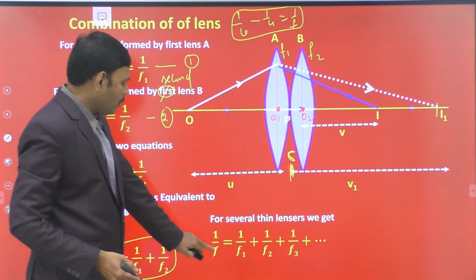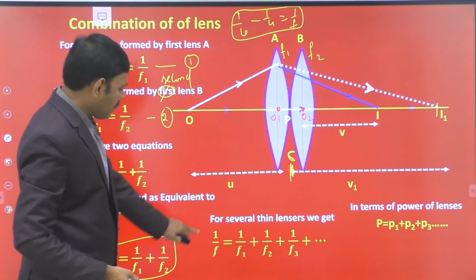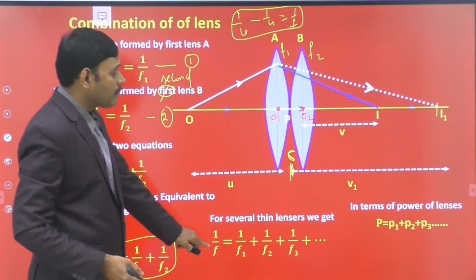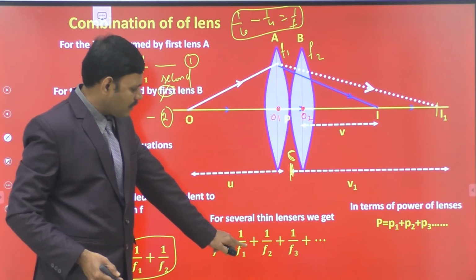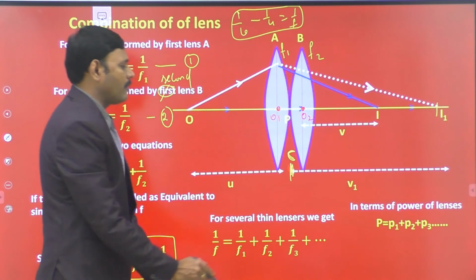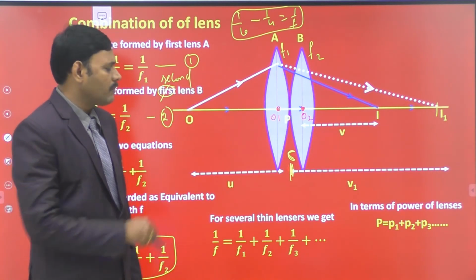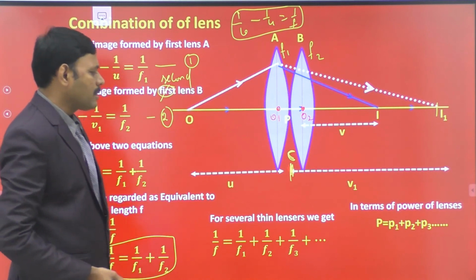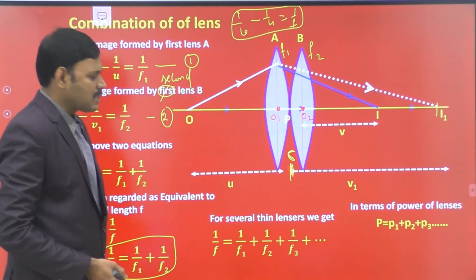And we know that the reciprocal of focal length is power. So in terms of power, the reciprocal of focal length in each term is power. Then the effective power is: power of the first lens 1 by F1 is P1, power of the second lens 1 by F2 is P2, power of the third lens 1 by F3 is P3. Then the effective power of the combination of lenses is P is equal to P1 plus P2 plus P3.